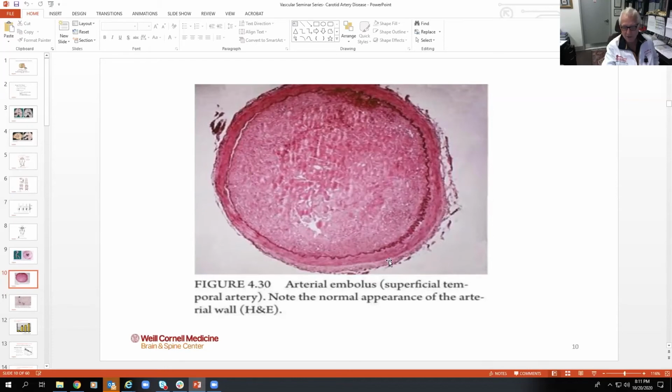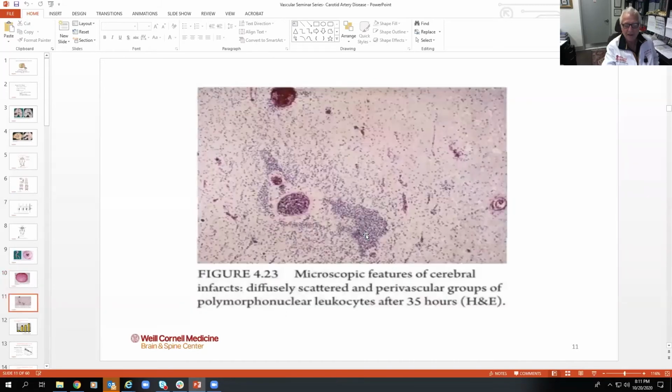This is an acute episode. So the intima, the media, the muscular component doesn't have lipid deposition in it, and you don't see swelling of the cells, and the adventitia appears to be relatively intact.